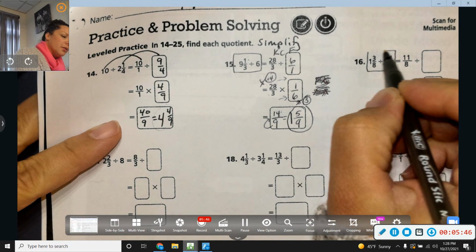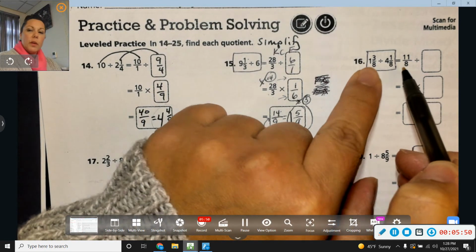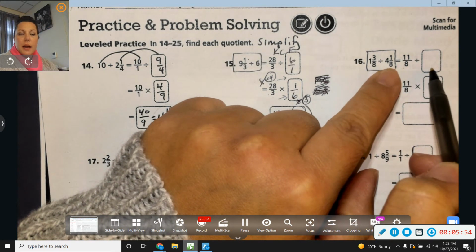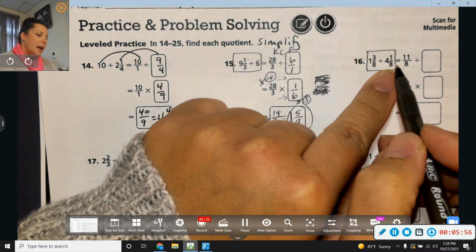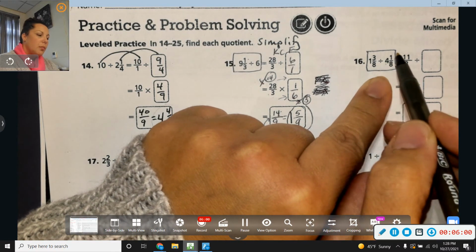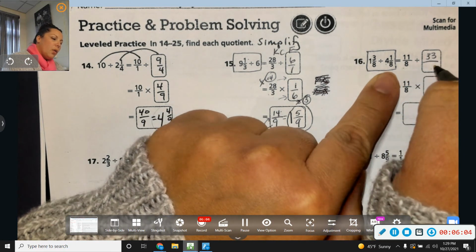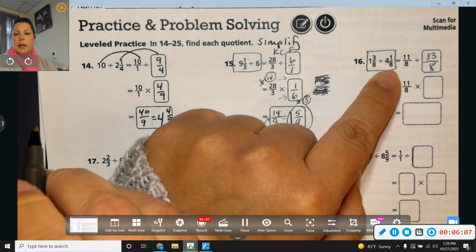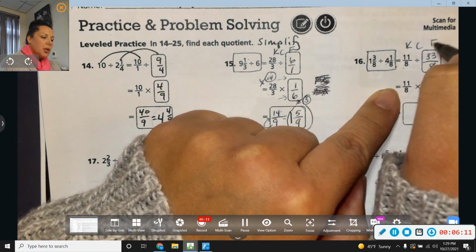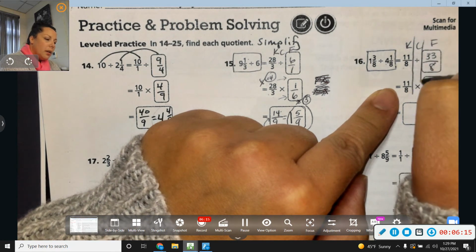16. Here's the problem. What did they do? They wheeled the first mixed number for me. I need to wheel the second mixed number. So I say 8 times 4 is 32, plus 1 is 33, over 8 is my denominator. So now I can keep, change, flip, and I'm working down now.